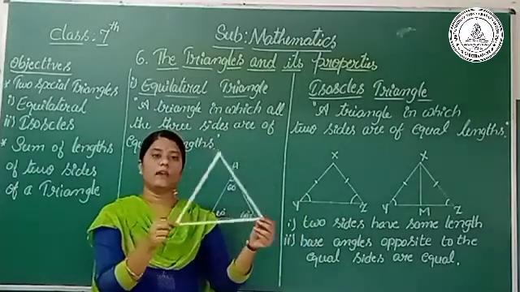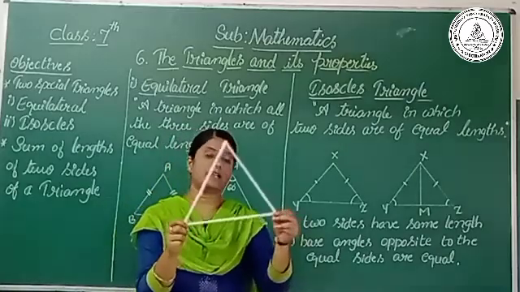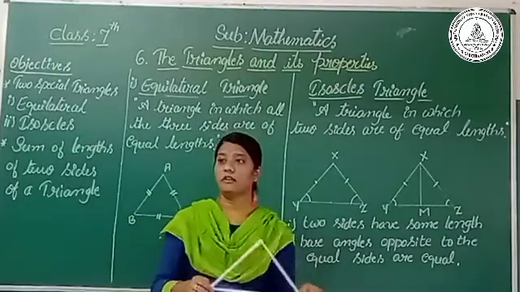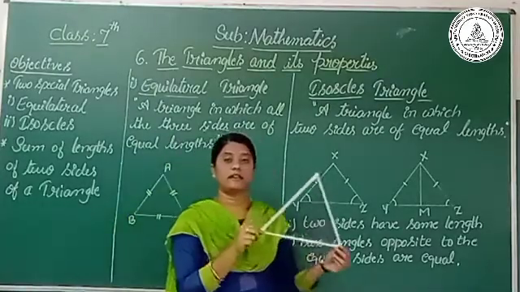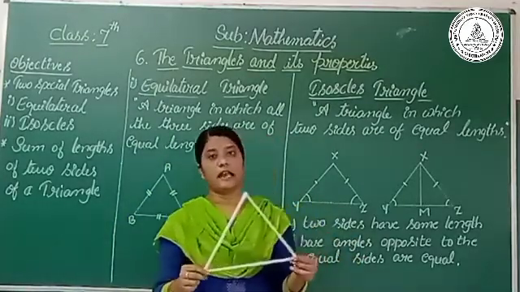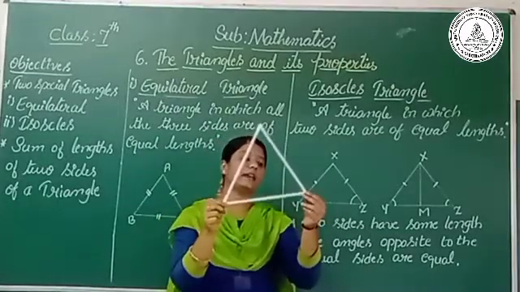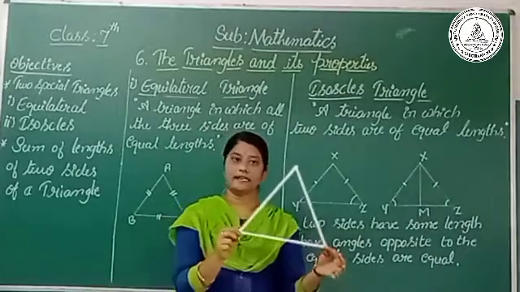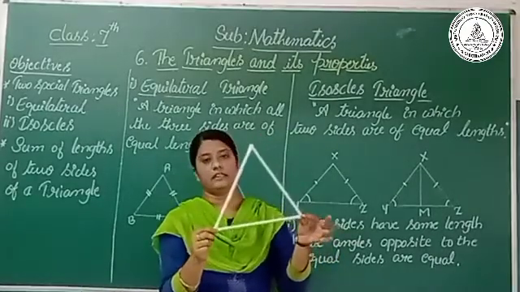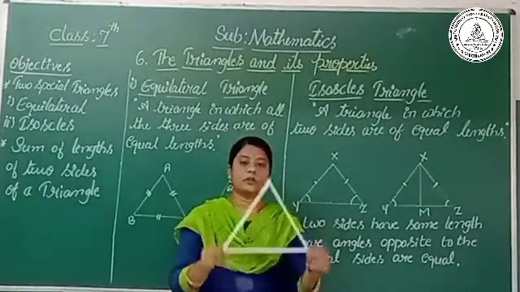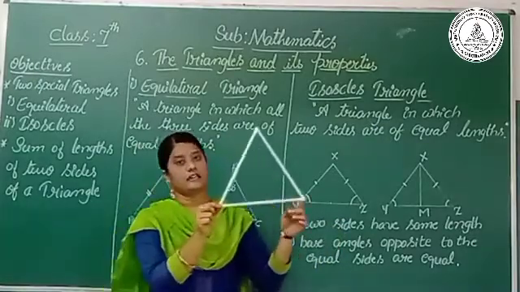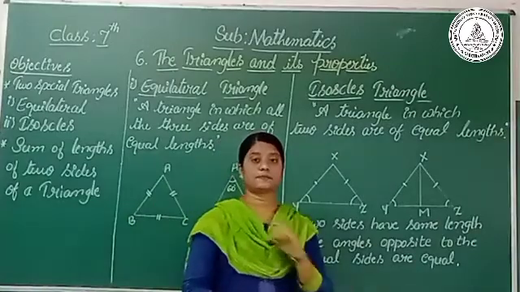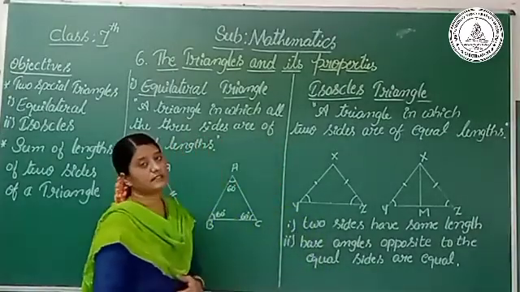And you may also draw the medians and altitudes of the triangle. In the previous class we learned that a triangle has 3 medians and 3 altitudes. So here you will find that all the altitudes of this triangle are equal in length and all the medians are equal in length too. So that is about the equilateral triangle. Then let's move on to the next special one, the isosceles triangle.